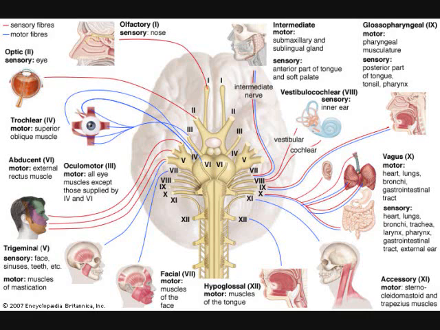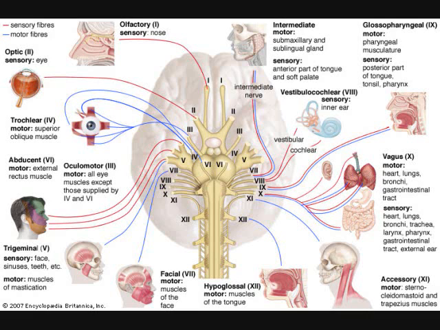Cranial nerve 9, glossopharyngeal. Touch the back of the throat with a sterile tongue depressor or a cotton-tipped applicator. Have the patient swallow. Cranial nerve 10, vagus.